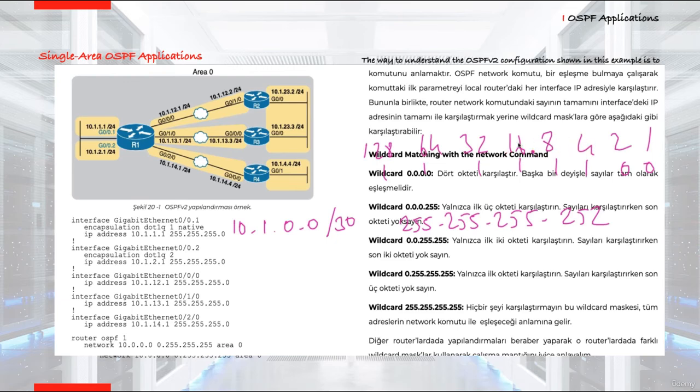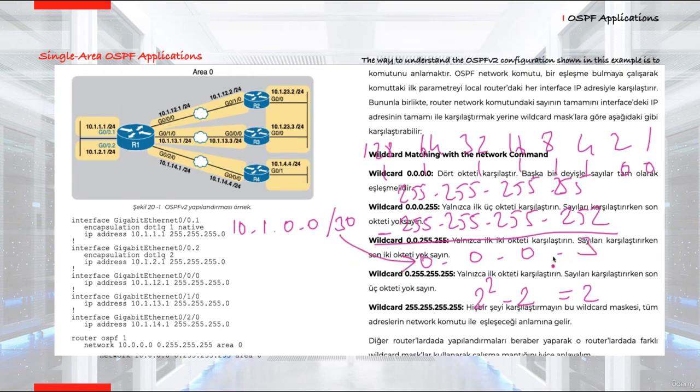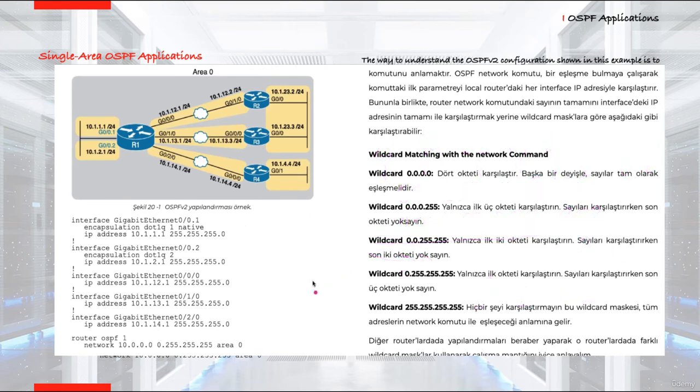When we add them up it makes 252. What is left is 2 to the power of 2 minus 2 for the host, which makes 2. Here, again, to find the wildcard, we write 255 on the subnet mask and subtract. We write the wildcard of this network as 0.0.0.3. When we use the network command in OSPF, we need to write the wildcard here instead of the subnet mask. You can calculate the wildcard in this way.